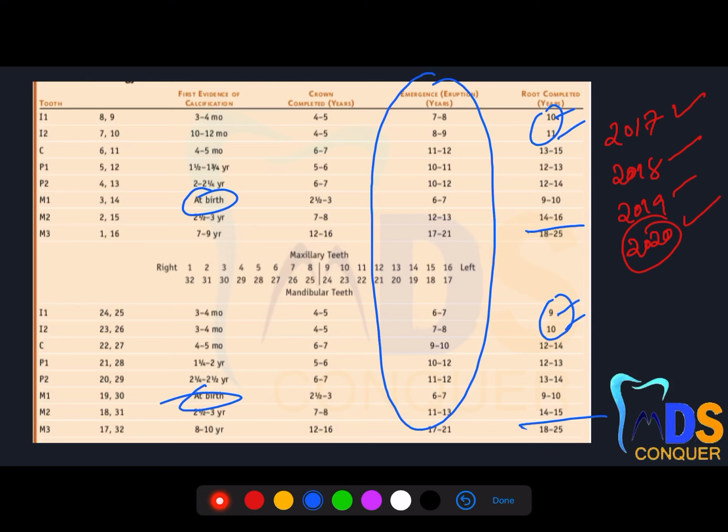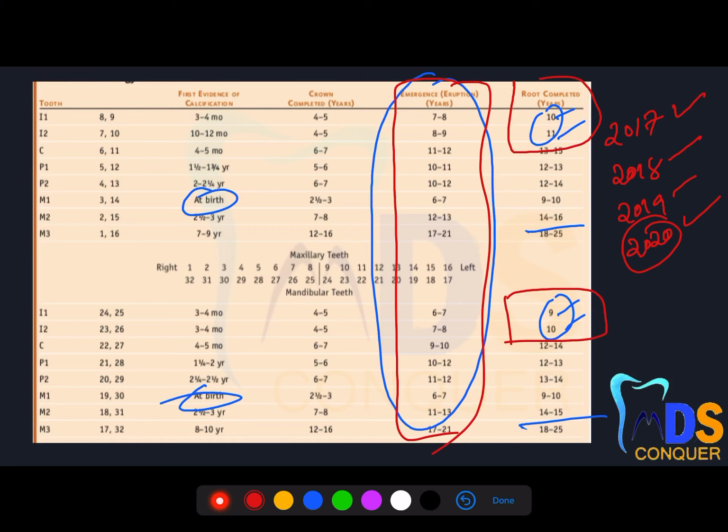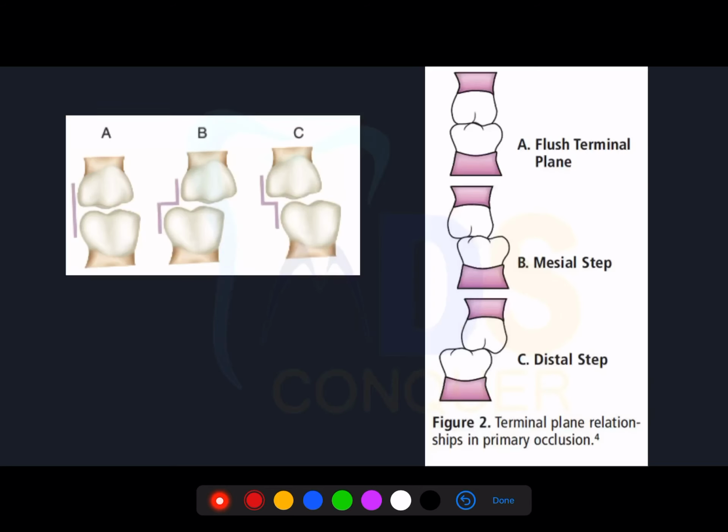But make a note, these eruption numbers are very, very important. Eruption numbers for all the teeth are very important, nothing to be missed. And root completion of at least the anterior teeth is important. Initial calcification, okay, that is more than sufficient. So please do work on this, very, very important.